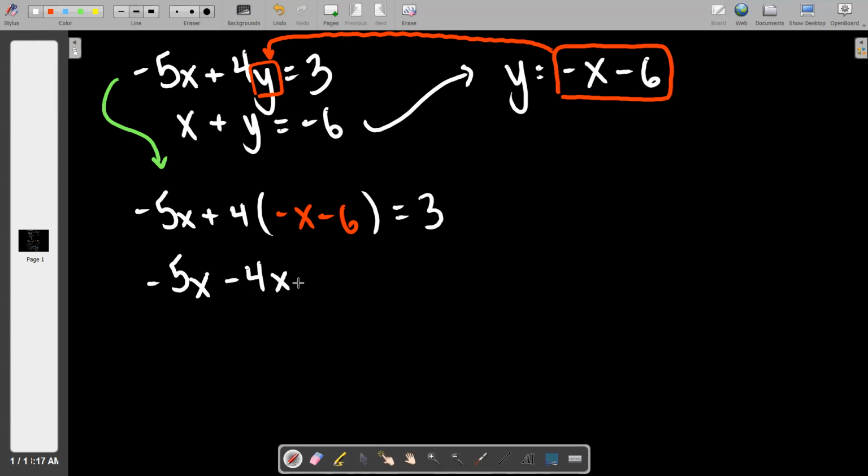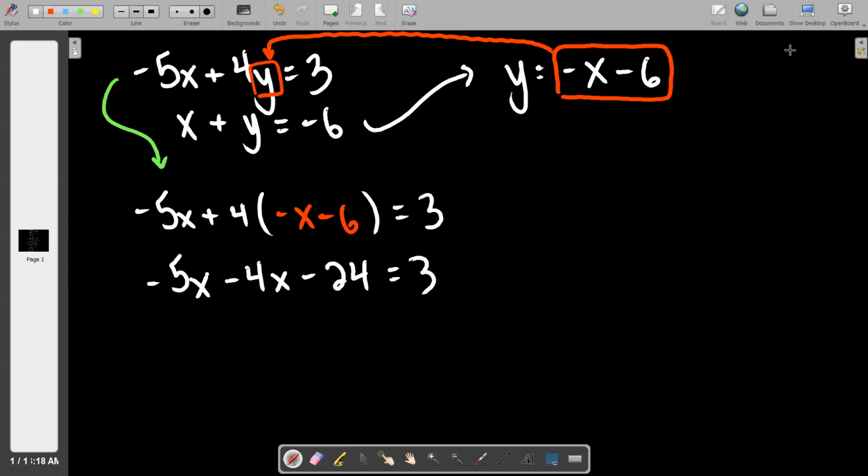-4x, and then what? Let me pause this real quick. So let's again do 2 steps at once. Put your x's together. How many do you get? And let's add that 24 to the other side. What do we get? Let's divide everything by -9 and we get x equals.